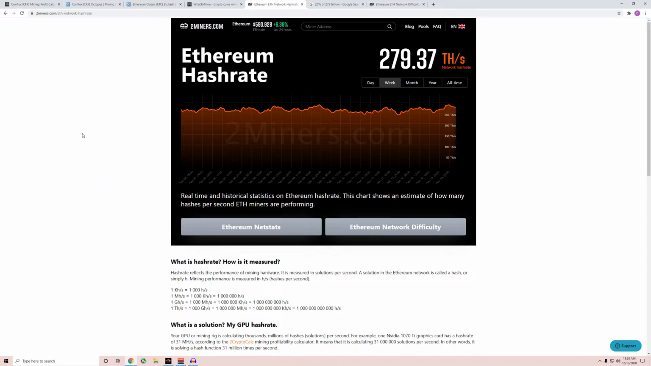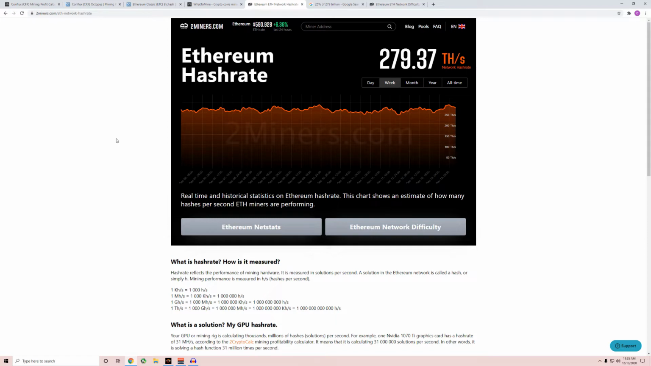We're going to start with the hash rate, using Ethereum as an example, and then we'll go over some other coins just to show you how this fluctuates your actual profitability. Right now we're looking at the Ethereum hash rate, and we're sitting at 279 terahash. What that means is there are 279 trillion hashes on the Ethereum network currently. That's everybody across every pool. That's the total hash rate.